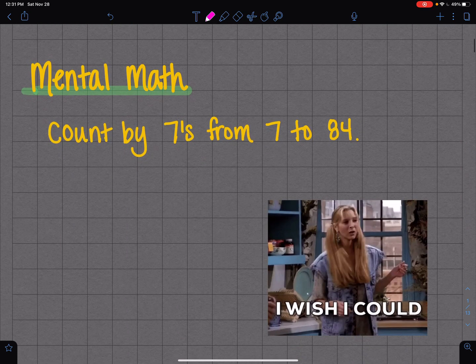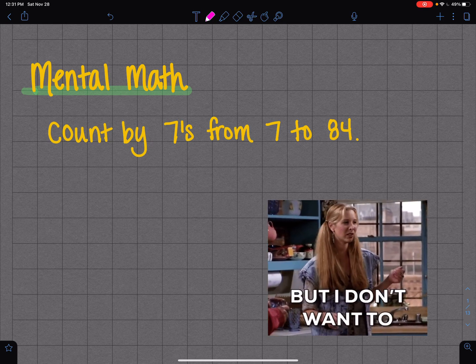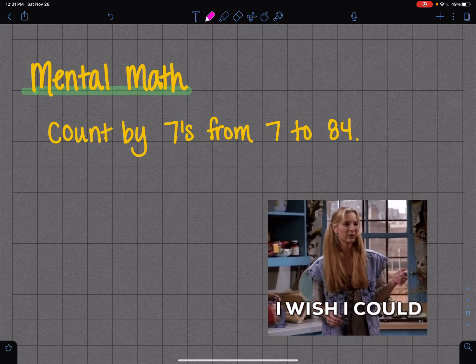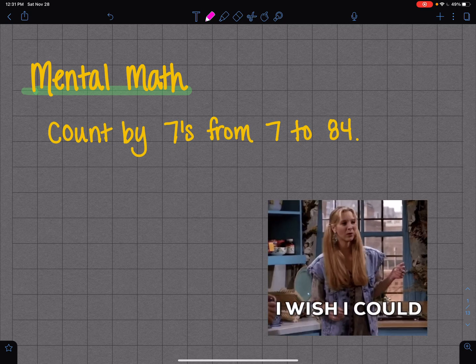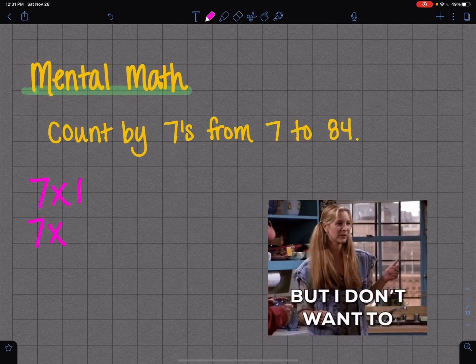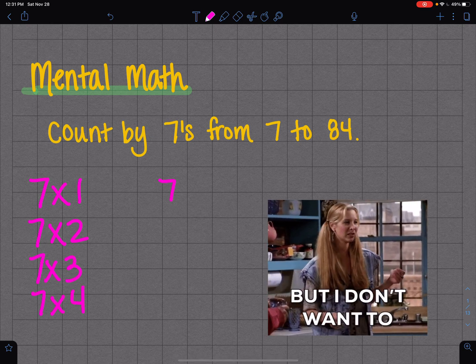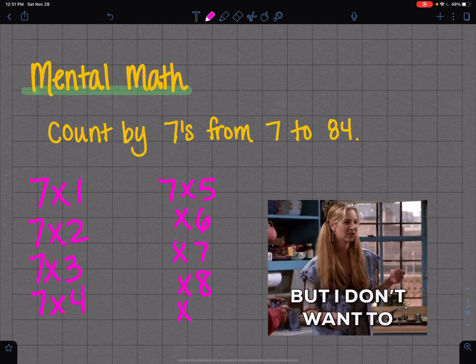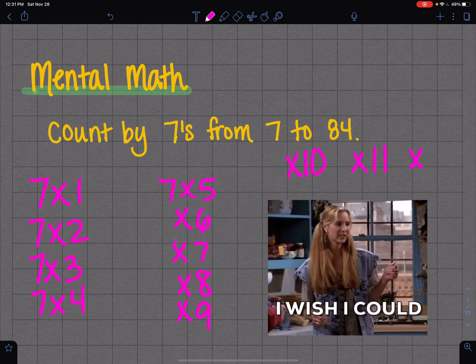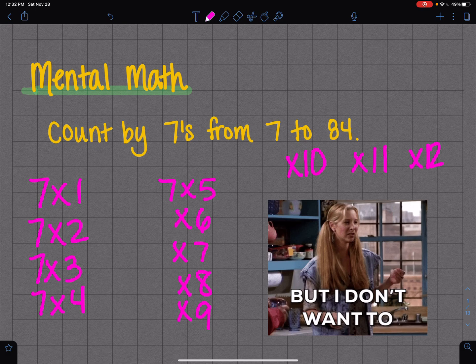All right, so let's jump right into mental math. I know that you don't really love this, but we're going to count by sevens, all the way from 7 to 84. If you remember the way we do this, we are basically counting 7 times 1, 7 times 2, 7 times 3, all the way to 84, times 5, times 6, times 7, times 8, times 9, and then we'll do times 10, times 11, times 12. I think that'll get us there. What do you think? All right, so let's start with the first one.